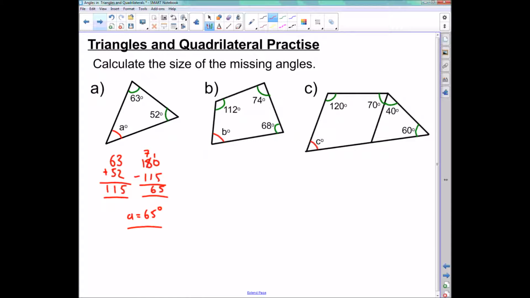Moving on to the next question, this time I've got a four-sided shape, a quadrilateral, so again, I'm going to start off by adding up all of the angles that have been given to me. So starting off, 2 plus 4 plus 8 is 14. 1 plus 7 is 8, plus 6 is 14, plus another 1 is 15, and that leaves me with 1 and 1 is 2. Now, because this is a quadrilateral, I need to take this away from 360. So 360 take away 254, borrowing, 10 take away 4 is 6, 5 take away 5 is 0, 3 take away 2 is 1. So that means that B must be 106 degrees.